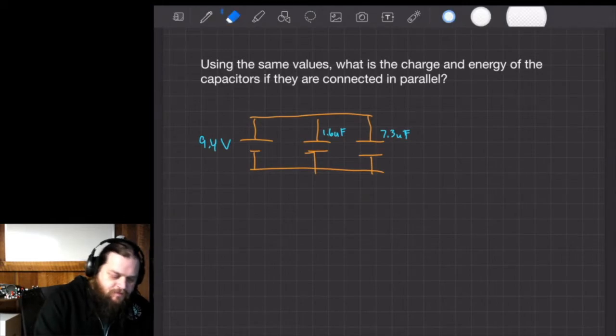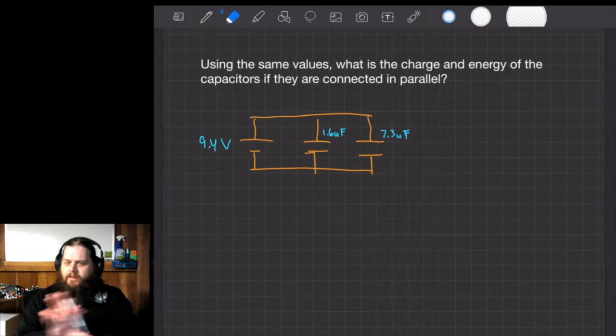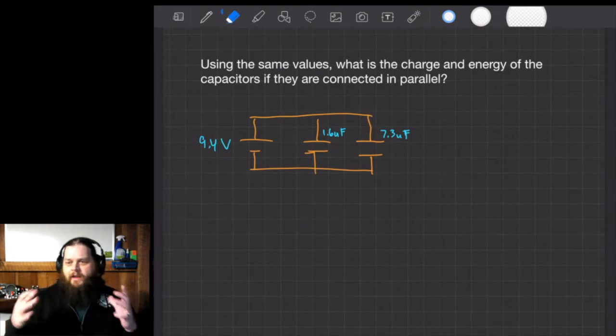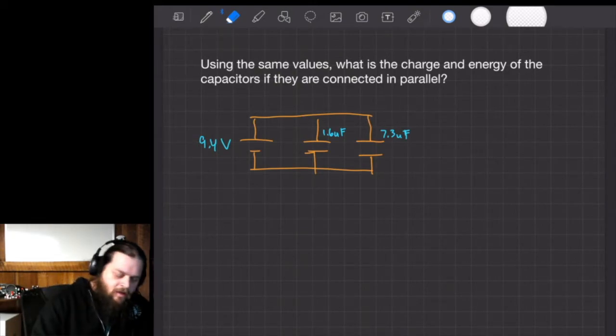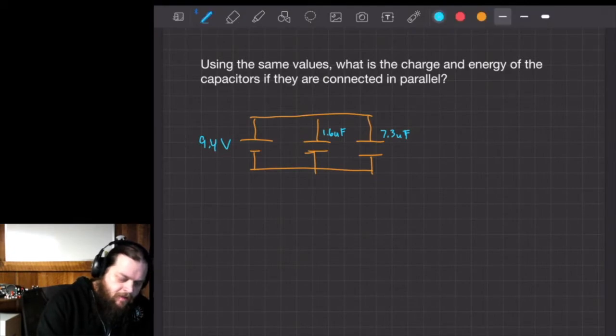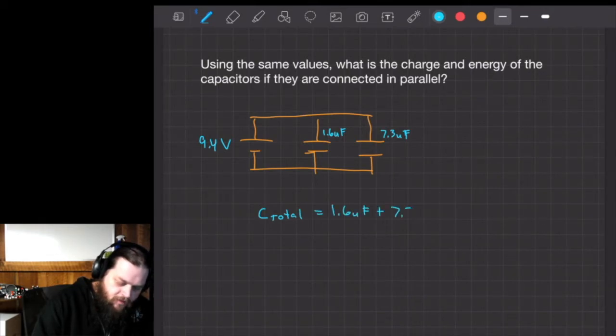Now, it doesn't matter what order any of these capacitors are, because we're just adding up the whole circuit. So we can add them up very simply as the C total is equal to 1.6 µF plus 7.3 µF, which is equal to 8.9 µF.